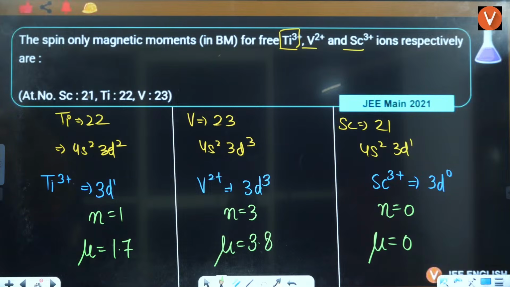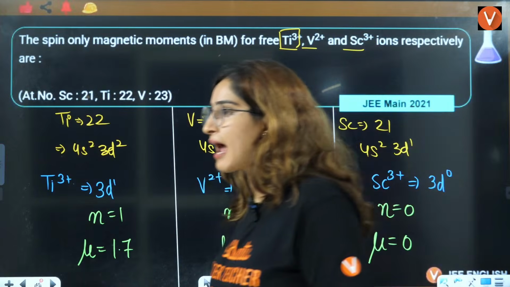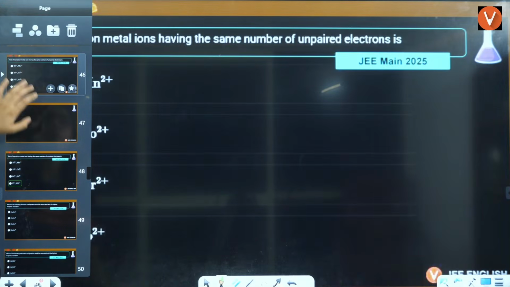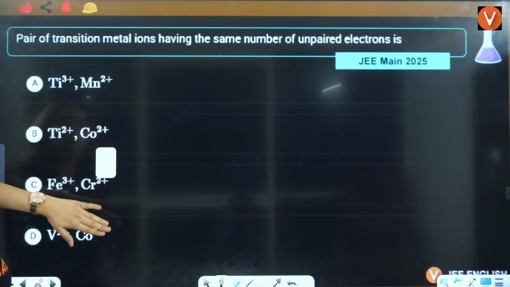Chromium can show +6 oxidation state. Its +3 oxidation state is highly stable. Okay, +3 oxidation state is highly stable, right? That is the reason, we are not saying it is not showing +6. I'm saying which one is highly stable here. Let's talk about this one.